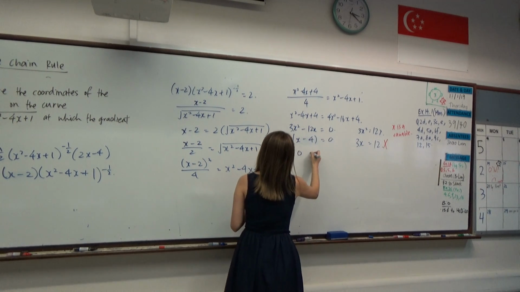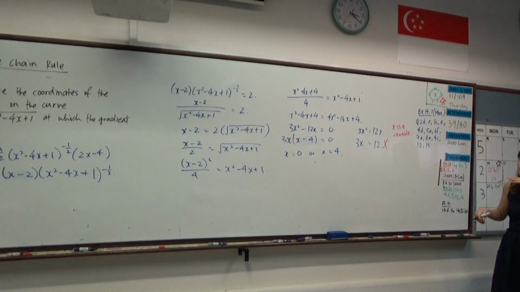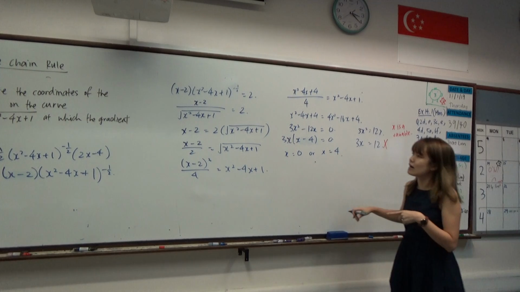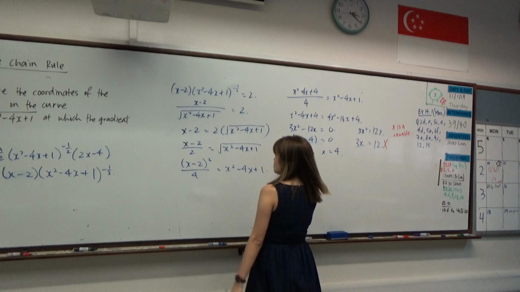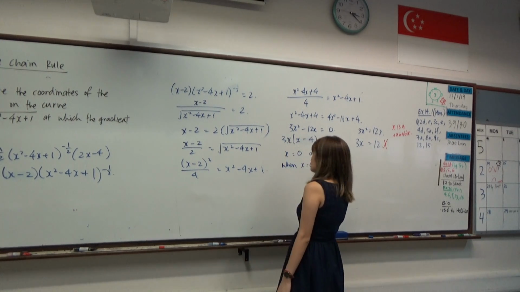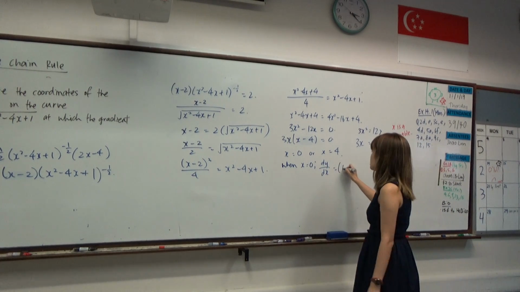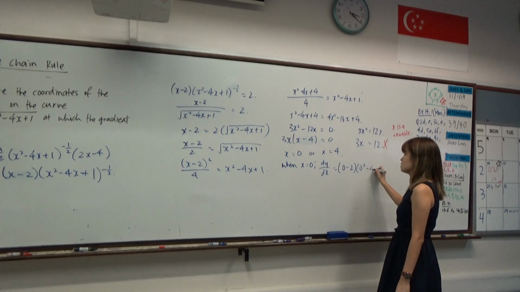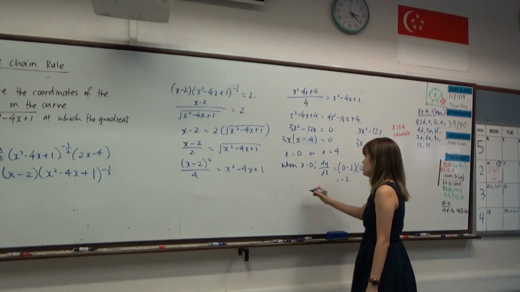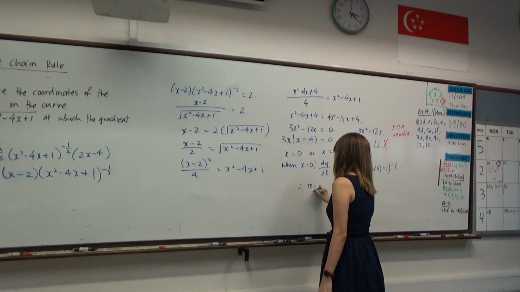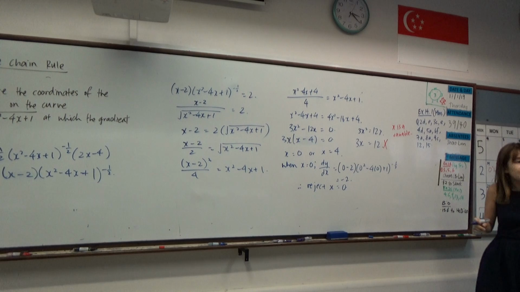So you find x equals 0 or x equals 4. However, just now Noel pointed out that with x equals 0, you will find that the derivative gives you a value of negative 2, which is not consistent with the question. So therefore we reject x equals 0.